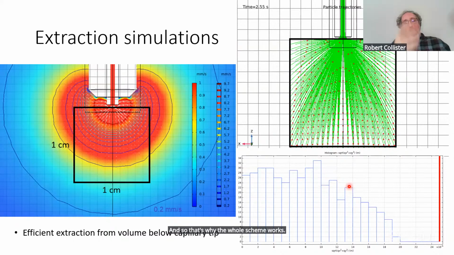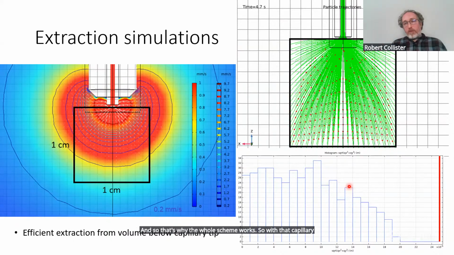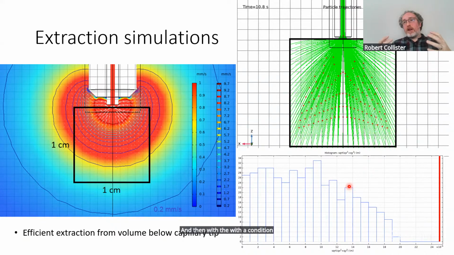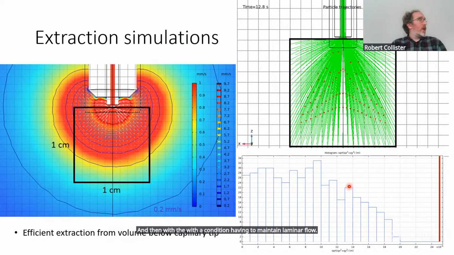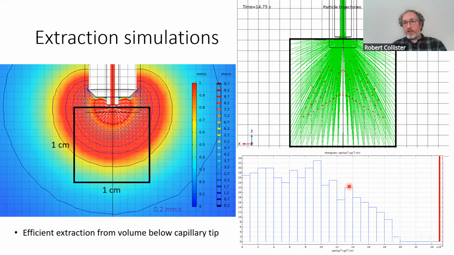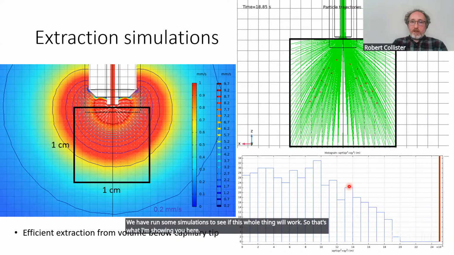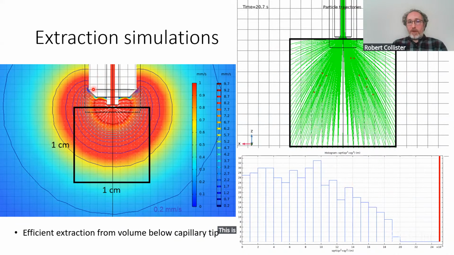So with that capillary and what we think will operate the pressure as, and then with the condition having to maintain laminar flow, we have run some simulations to see if this whole thing will work. So that's what I'm showing you here. This is the probe tip inside the TPC of liquid xenon. And so this fluid outside is liquid xenon.